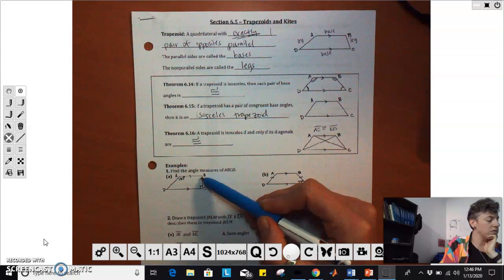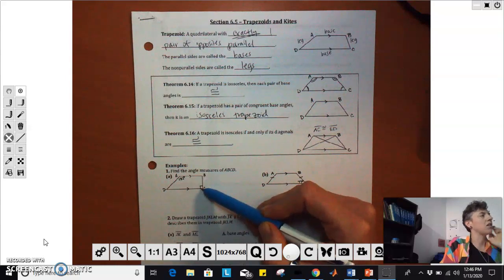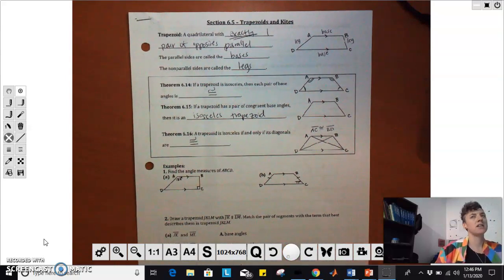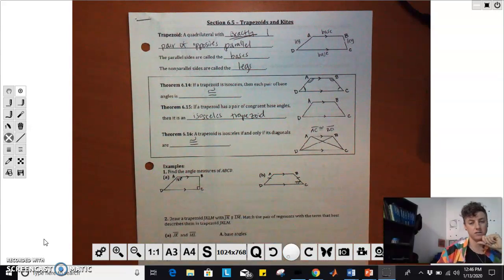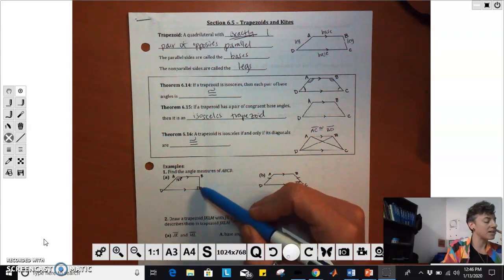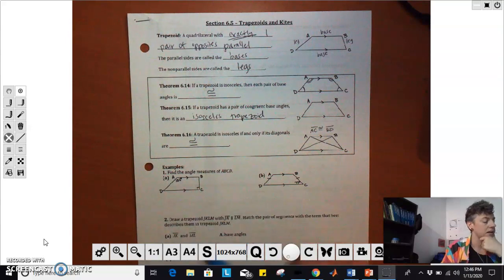What kind of angles are angle B and angle C? Are they same side interior, alternate exterior, alternate interior, or corresponding? Same side interior. What do we know about same side interior angles? They equal 180. They're supplementary. So that's going to be true for B and C and A and D.